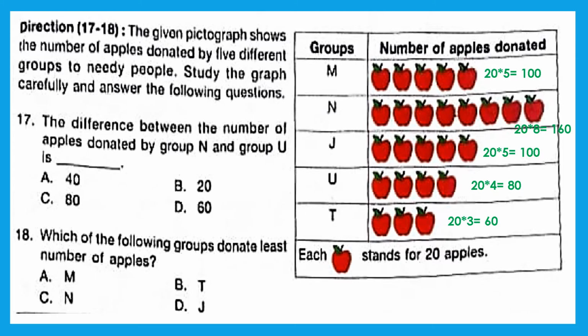Question 17. The difference between the number of apples donated by group N and group U is, so basically we have to find the difference. So we'll do the subtraction. For N it is 160 and for U it is 80. So 160 minus 80 is equal to 80. Our answer is option C, 80. Question 18. Which of the following groups donate least number of apples? Least means the lowest number of apples and that is option B, T, because they donated only 60 apples.